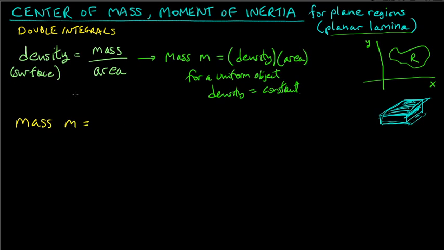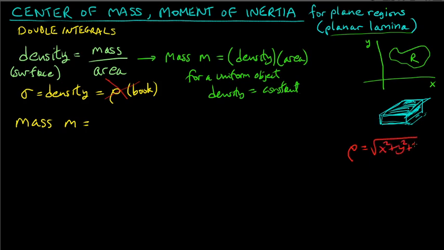So the symbol we're going to use for density, I'm going to use sigma for density. And I know the book likes to use the Greek letter rho for density. But I prefer to use sigma. And, well, maybe it's not obvious why, but we've already used the letter rho. If you remember, the letter rho is just the distance from the origin, which has nothing to do with density. So I don't know why you would want to use the same letter for density and for distance.